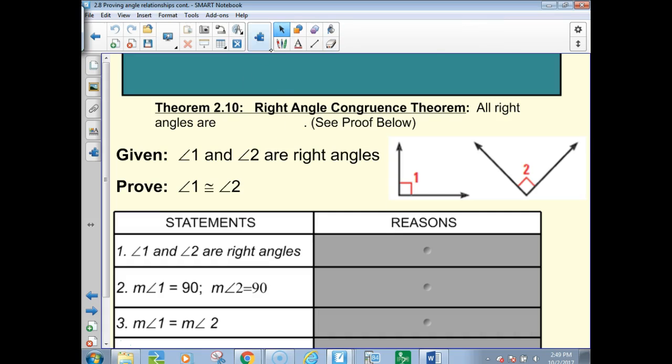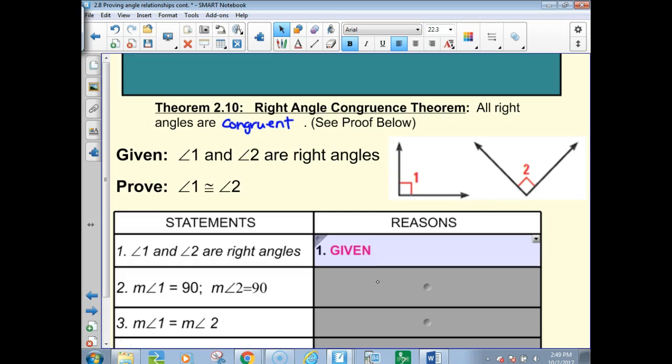So first thing we're going to do is prove the right angle congruence theorem. All right angles are congruent. That's what it says. So what they did here is they've got angle 1 and 2 are right angles. There's your little picture of them. And that was given to us. Then the measure of angle 1 is 90 and the measure of angle 2 is 90 because that's the definition of a right angle.